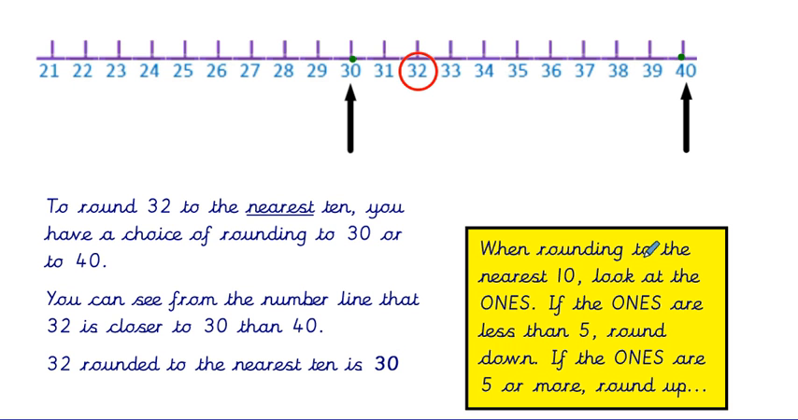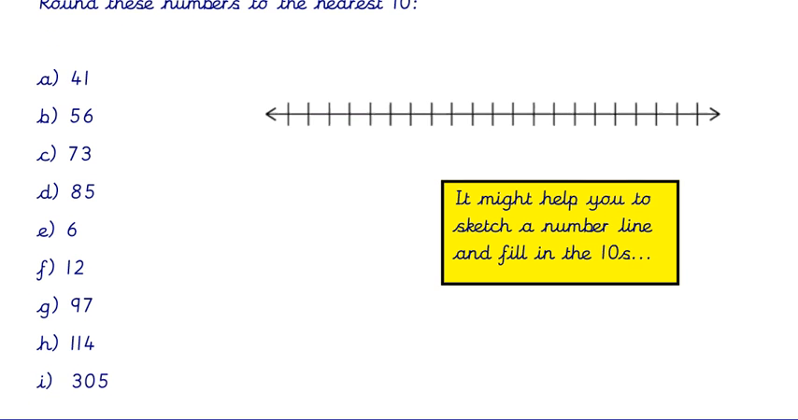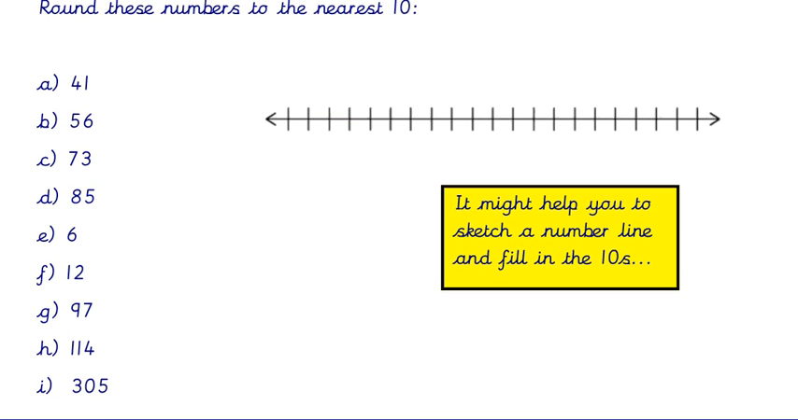So when you're rounding to the nearest 10, the important digit to look at is the ones. So if you've got a number ending in 1, 2, 3 or 4, you're going to round it down. If it ends in 5, 6, 7, 8 or 9, we're going to round them up. I'd like you to pause the video now while you try and round these numbers to the nearest 10.